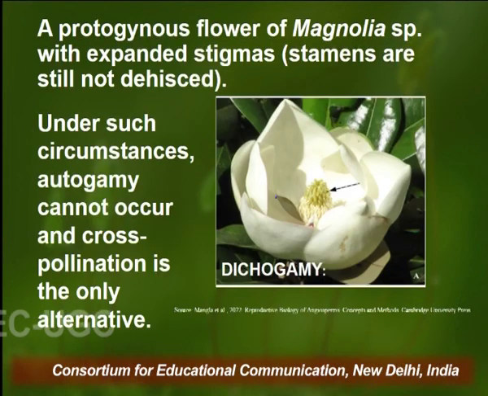This is a picture of a magnolia flower. There is a protogynous flower of magnolia which you can see. The arrow is pointing to the expanded stigmas. Down below are the stamens which are not yet mature, or they have not yet dehisced. Under such circumstances, autogamy cannot occur and cross pollination is the only alternative.